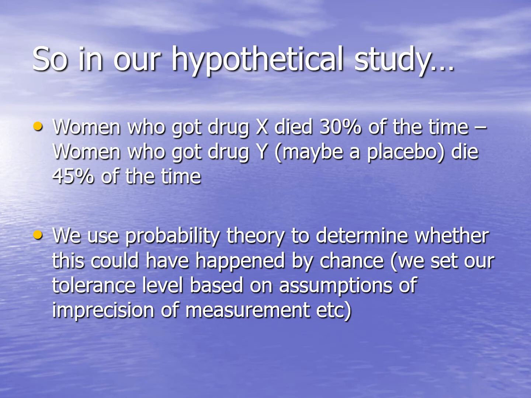So in a study for breast cancer, let's say that the people that got drug X died 30% of the time. The women that got drug Y, probably a placebo, died 45% of the time. We then have to look at the size of the sample.